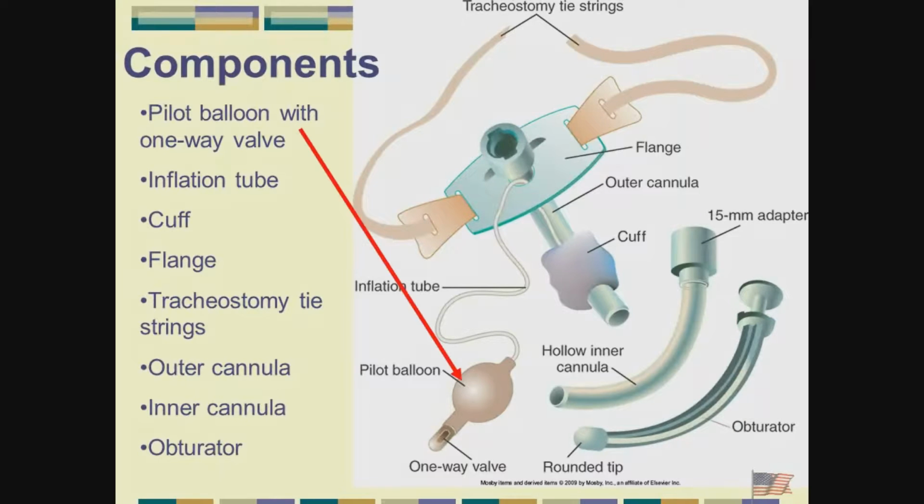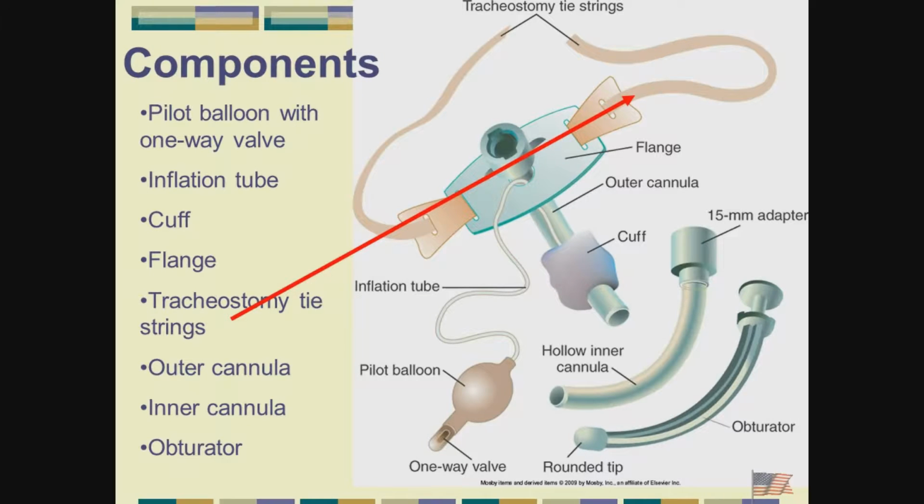So some of the components that are there, well, you have a pilot balloon just like you do on an endotracheal tube. That is attached to an inflation tube, which ultimately is attached to the cuff. There's a flange that is present. The newer flanges are much more pliable. The older ones, you'll see some examples when we go into the lab. Some of the old style tubes, the flanges are just rigid plastic. And when we talk about having to place these tie strings to hold the tracheostomy tube in place, it's awfully hard to manipulate them. So you'll see the difference when we go through them.